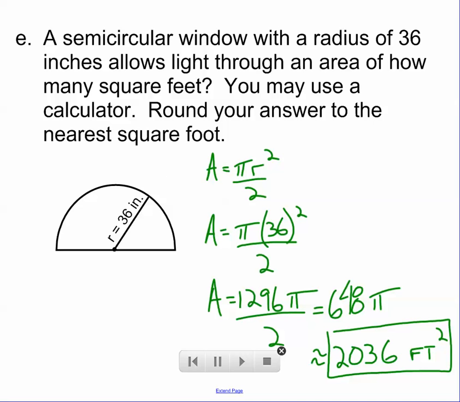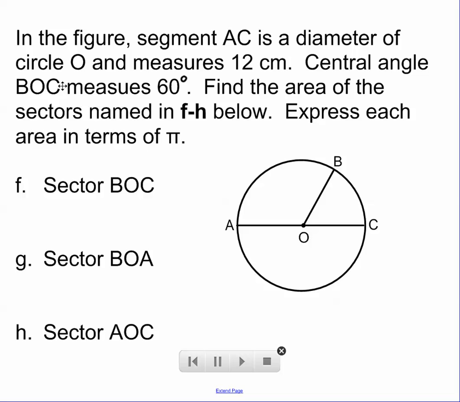All right, last thing, some more with area here. In the figure, segment AC is a diameter of circle O and measures 12 centimeters. I'm going to write that in here, 12 centimeters. Central angle BOC measures 60 degrees. I'm going to write that in. BOC is 60 degrees. That's this angle here. Obviously, we could figure out the other angles if we wanted to now that we know that.